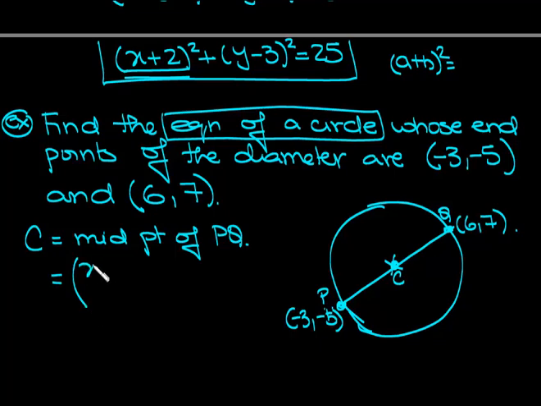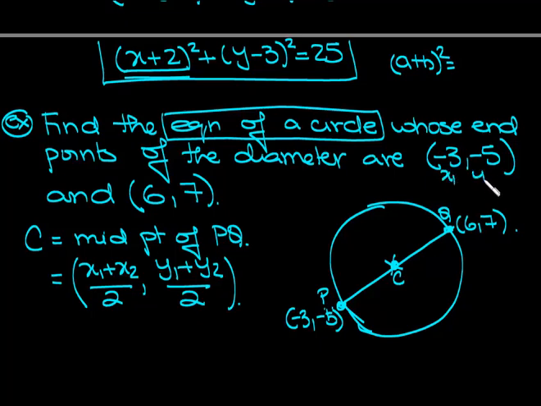If you recall, the midpoint formula is what? You take the average of the x values and the average of the y values. The average of the x values is the sum of the x values divided by 2, and the average of the y values is the sum of the y values divided by 2. So if you want, you can label these points x1, y1, x2, y2, and you can plug them in.